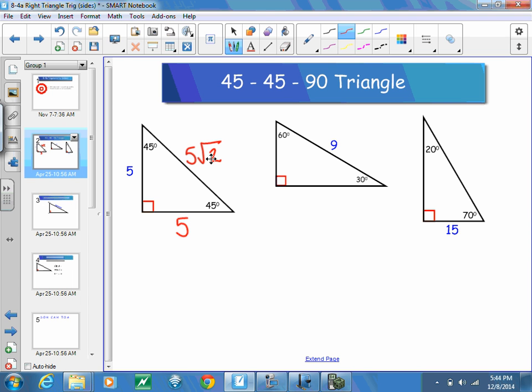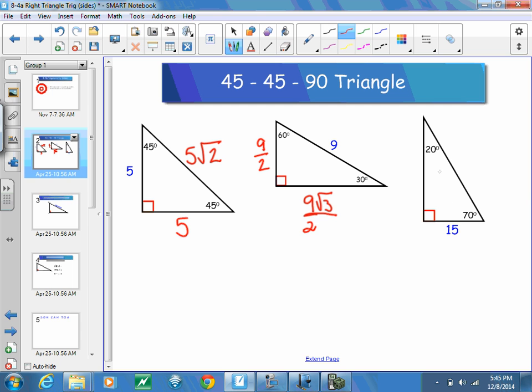If I was given a 30, 60, 90 triangle and my hypotenuse is 9, well, I would know that half of that would be my shortest side, which would be 9/2, and then my longest leg here would have to be 9/2 times the square root of 3, or 9 square roots of 3 over 2.